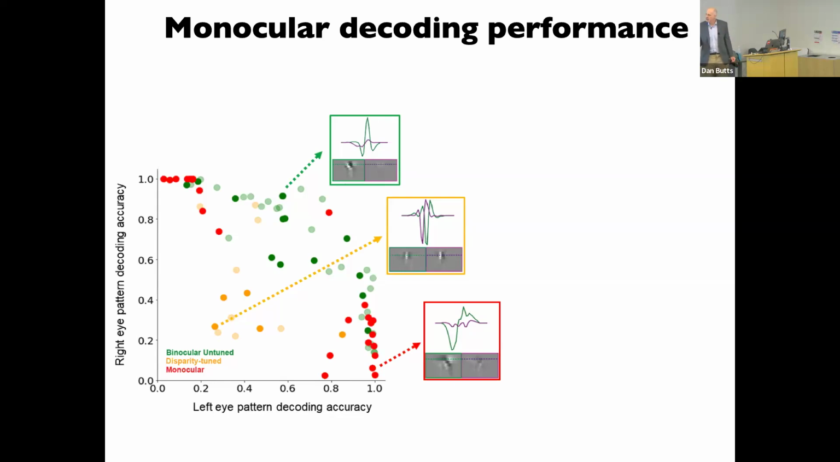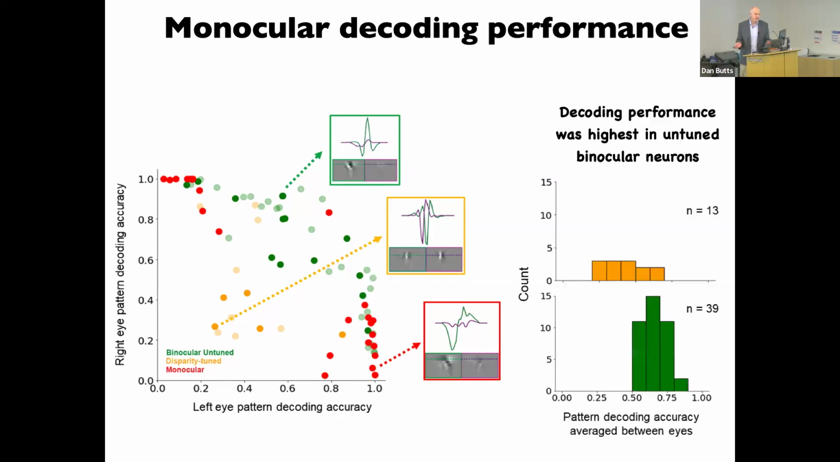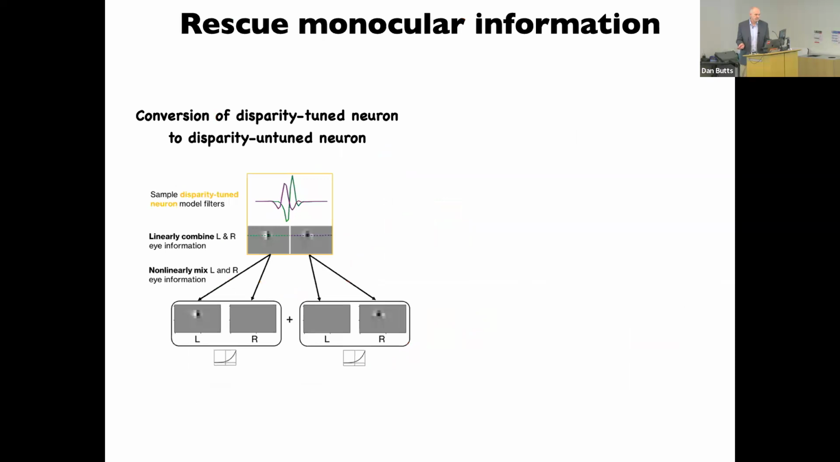And then, of course, the disparity selective cells, which linearly mix these, do poorly because they're really sensitive to the correlations between the eyes.